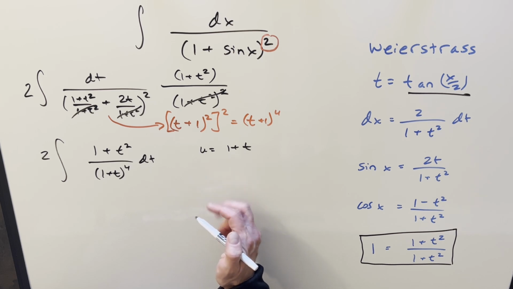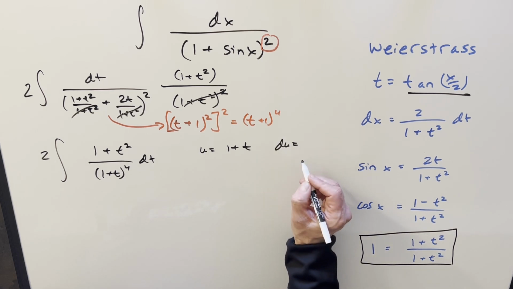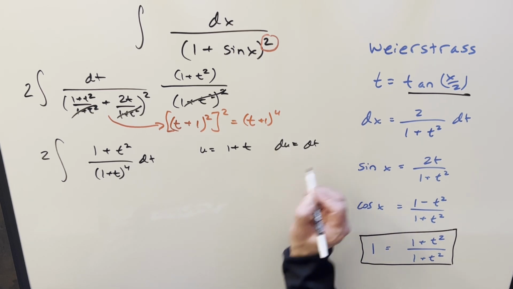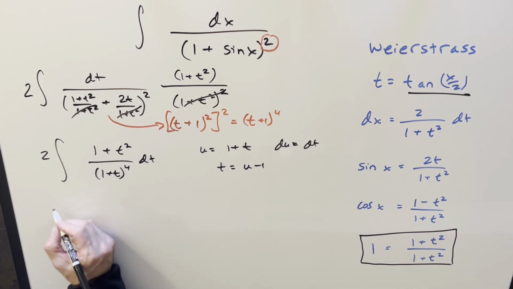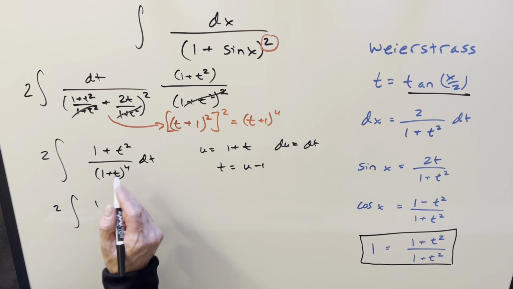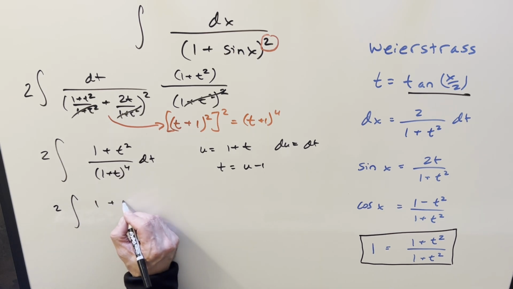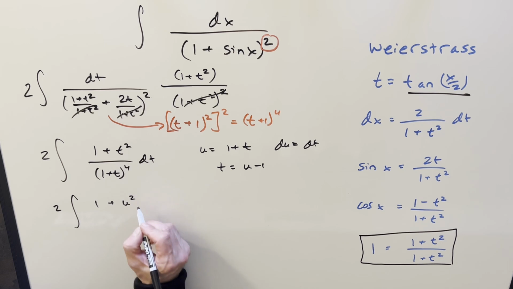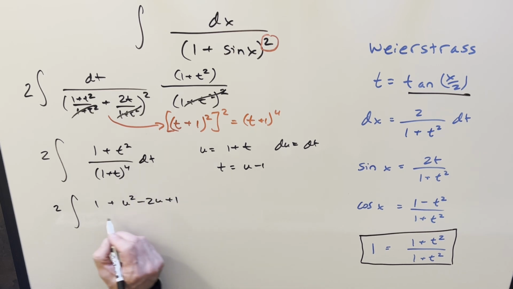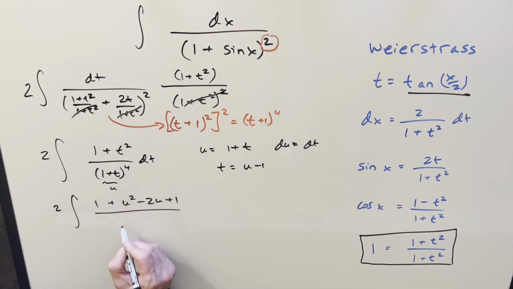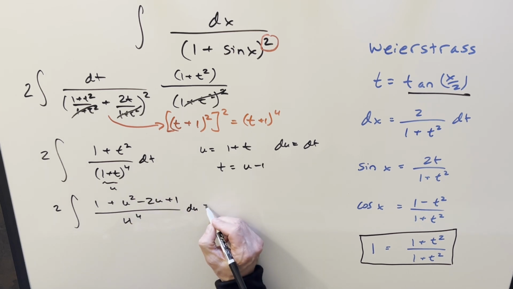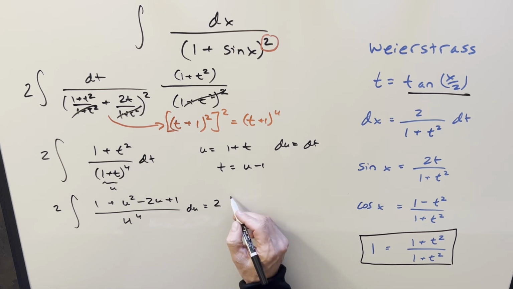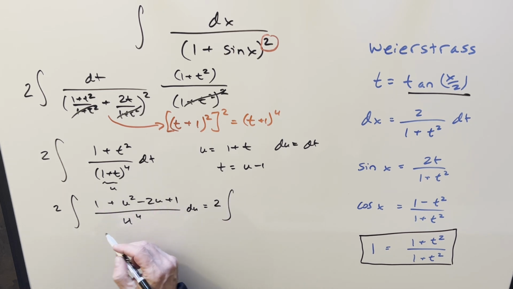So if we do u equals 1 plus t, then du is going to be equal to dt. And I can rearrange for t, and we get t equals u minus 1. So then going ahead with this, now t squared, let's just do it on the fly, is going to be u squared minus 2u plus 1. And then this right here just becomes a u to the 4th. And now dt is going to be du. But then we can just divide in the u to the 4th and break it up into a bunch of little power rule integrals.